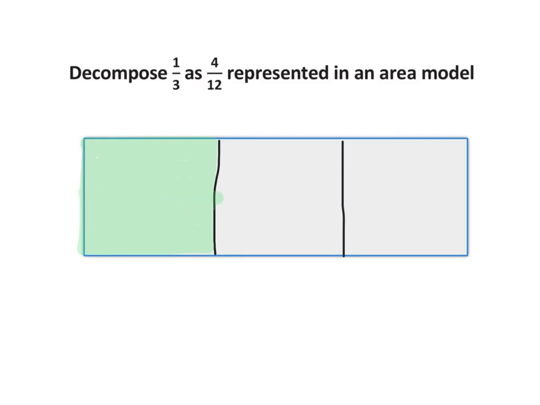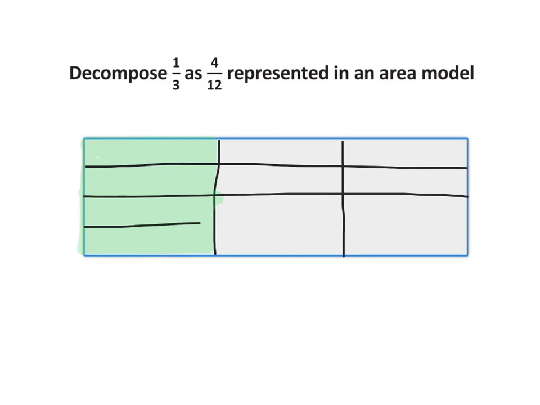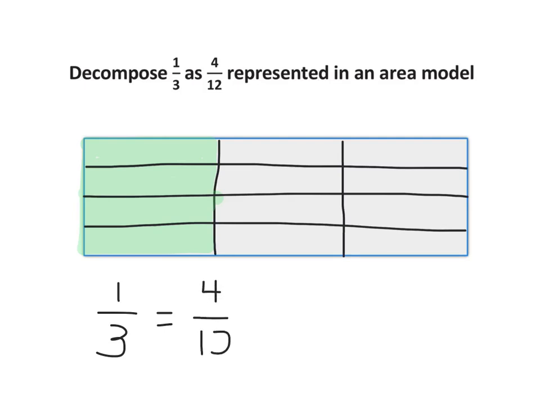How can I change those thirds into 12ths? Well, I'm going to need 4 rows in this case. So 4 rows. 1, 2, and this line makes 2 more rows. So let's count that we have 1, 2, 3, 4 rows. At first I started with 1/3 shaded. That region which was 1/3 now is equivalent to 4/12. That's our area model to prove that.